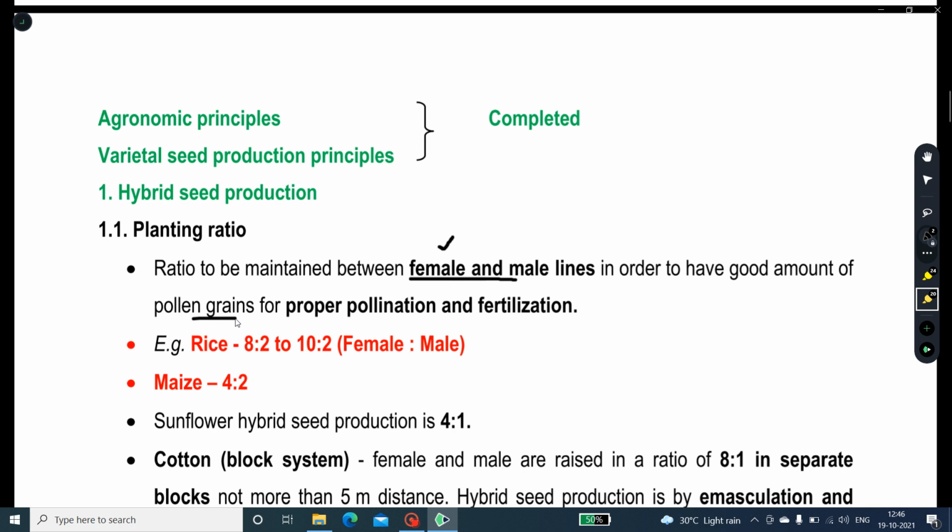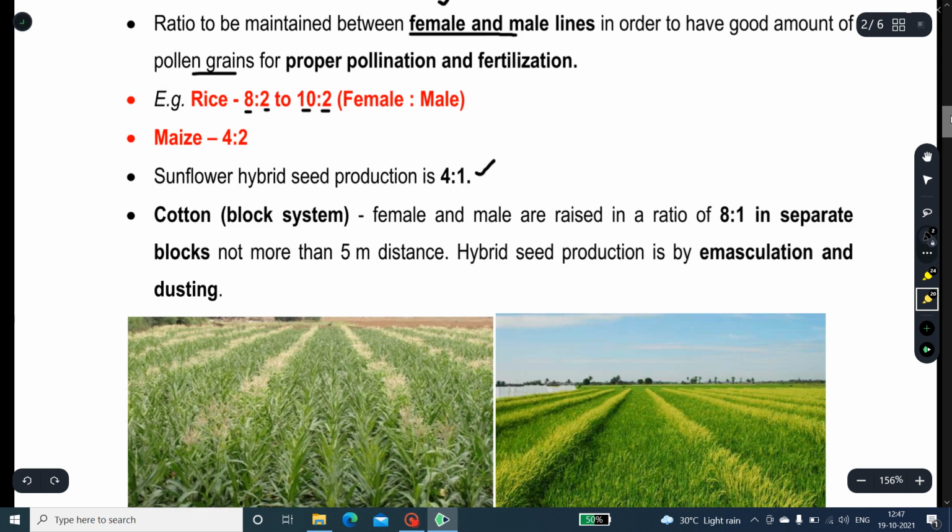For example, in case of rice, it is between 8:2 to 10:2, that is 8 rows of female and 2 rows of male, or it may be 10 rows of female and 2 rows of male. In case of maize, it may vary between 4:2 to 6:2. And in case of sunflower hybrid seed production, it is 4:1. Mostly the planting ratio is followed for hybrid seed production purposes.